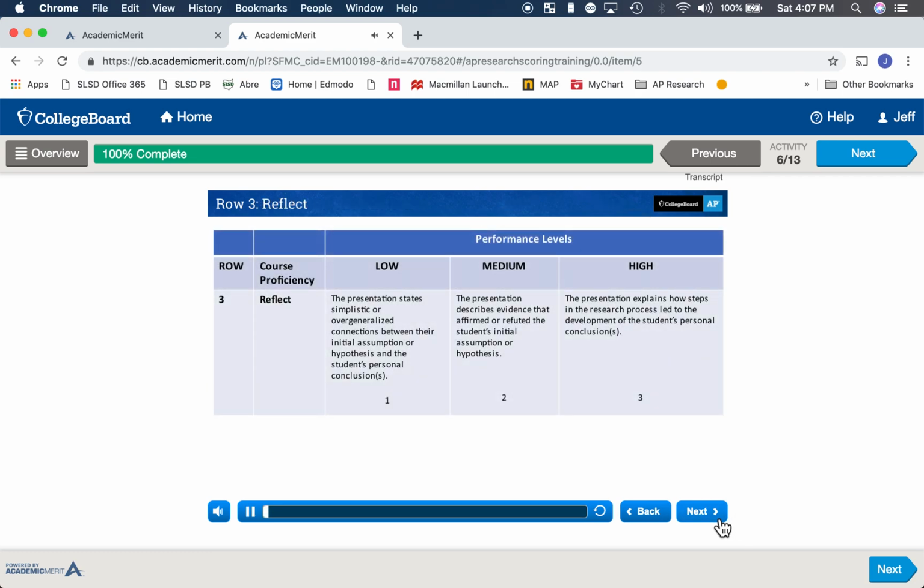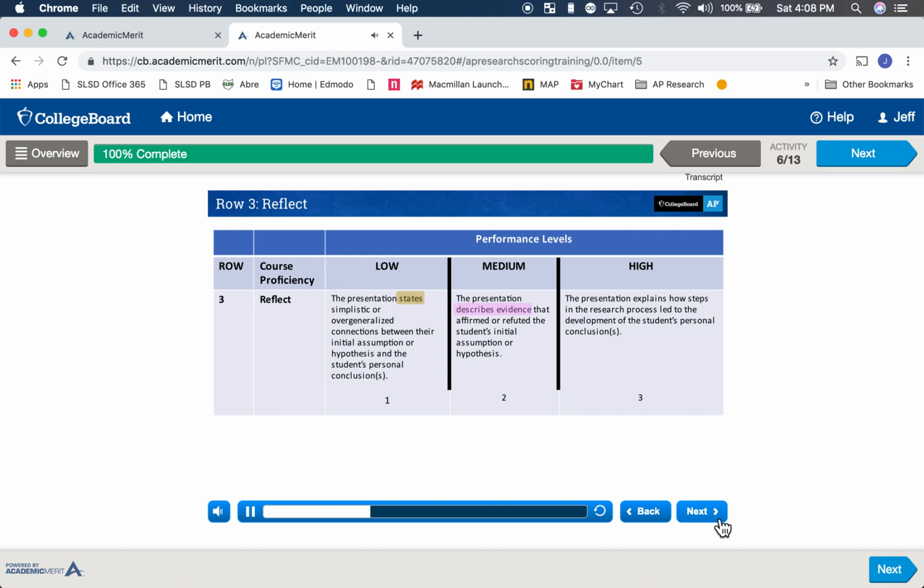All right, let's look at the verbs, qualifiers, and conjunctions for the columns of row 3 of the rubric. For example, in the low column, the student must state a connection between their original assumption or hypothesis and their overall conclusion, something like, at first I thought this, and now I think that. But in order to move into the medium column, the student must describe the evidence that led to the affirmation or refutation of their initial thoughts pertaining to the topic of inquiry. For example, when I reviewed the results of my survey, I realized that ABC was significant in supporting what I already thought about my research question.